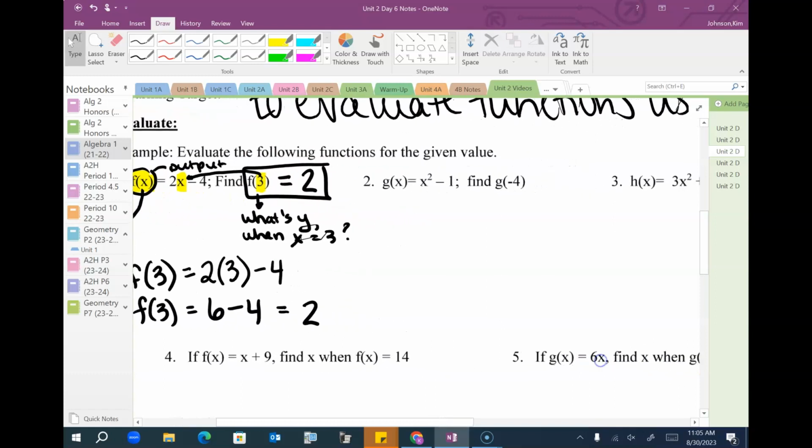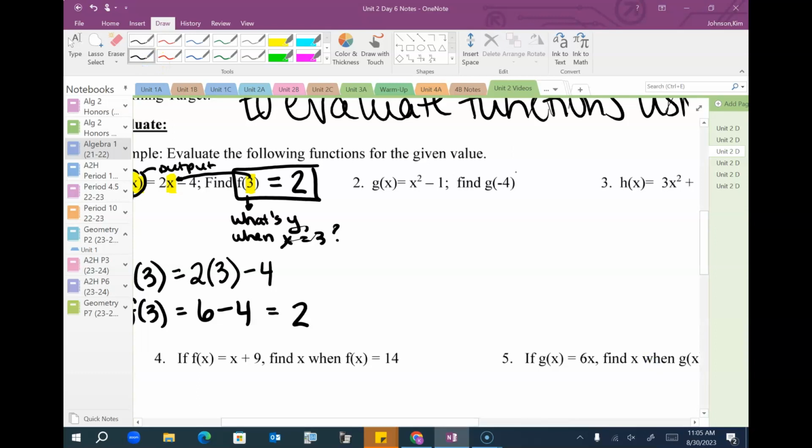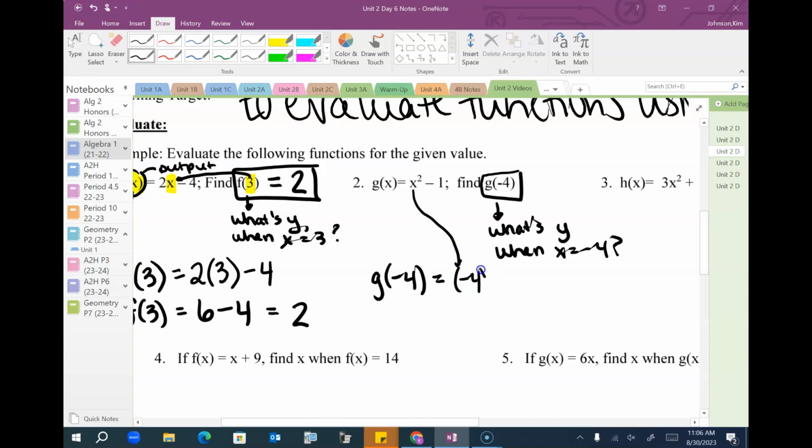In example 2, it's a similar question. Okay, this notation here is asking what's y when x equals negative 4. So we'll do g of negative 4 equals, and then in place of the x, we're going to put a negative 4, and we're going to square, and then minus 1. So g of negative 4 is equal to 16 minus 1. Now that's a positive 16 because we're squaring the negative.